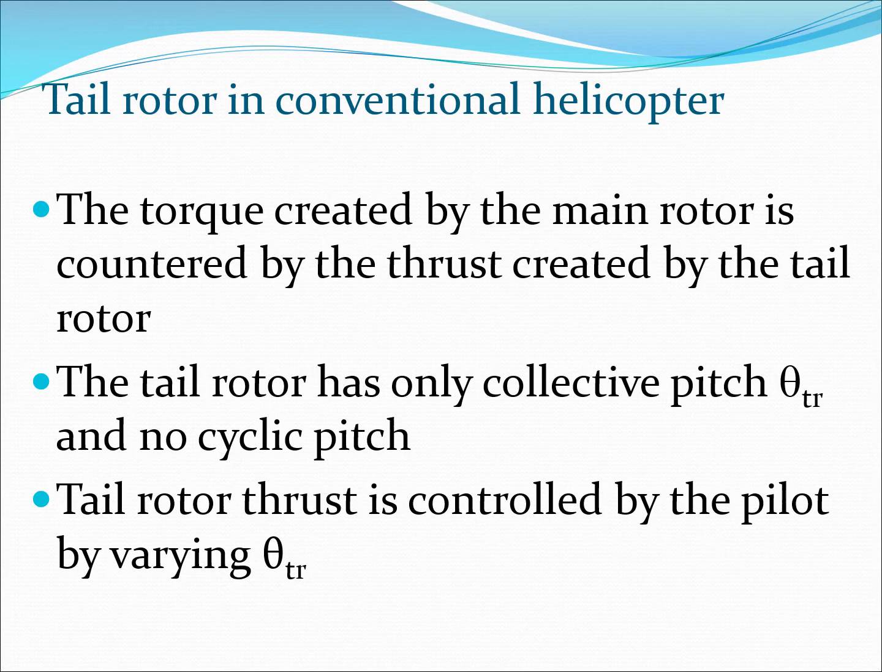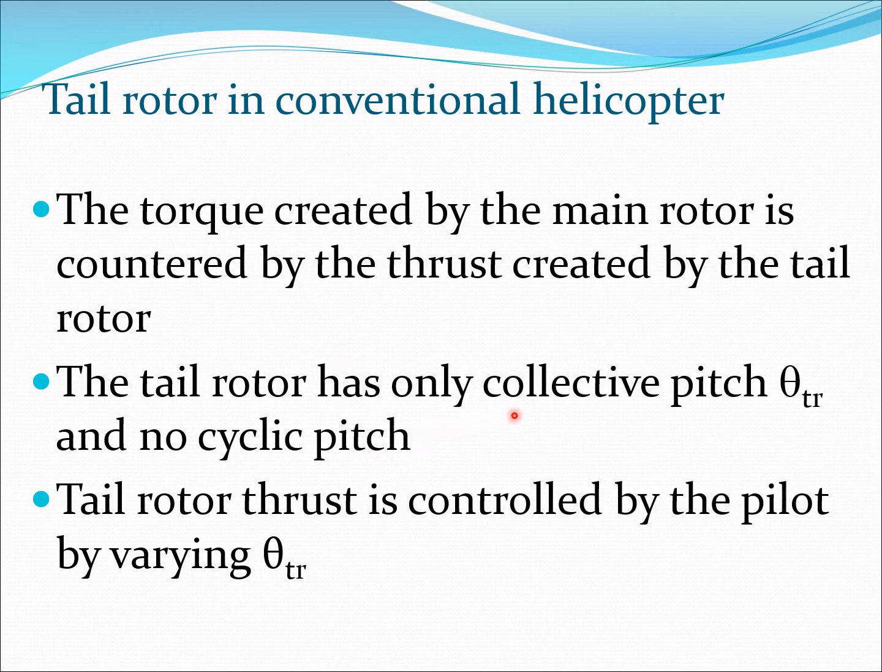Now, if you look at non-conventional configurations, then there are multiple rotors, and so there is a balancing possible using the multiple rotors. And in that case, the tail rotor may not be required, like in the case of the two main rotor systems, or in case of the systems with four main rotors or more. But there also the equilibrium has to be there with respect to all the rotors.